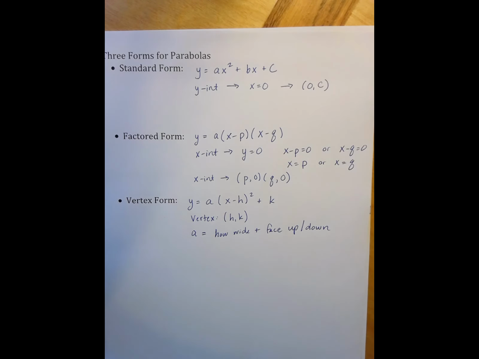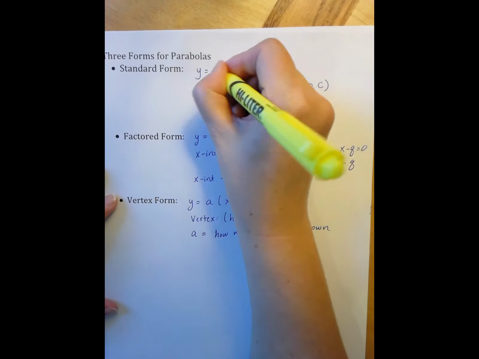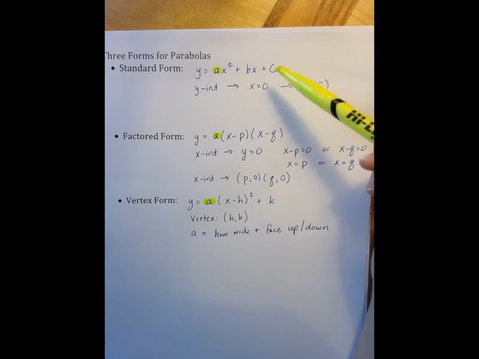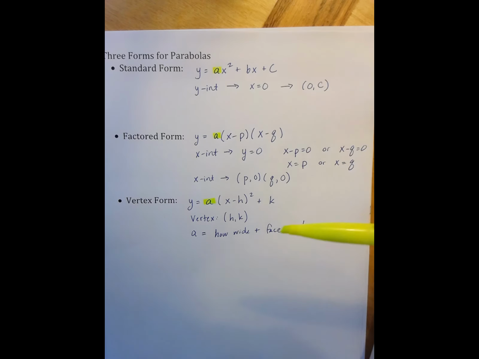Now I do want you to notice here that each of these forms uses the letter a in the front. And it turns out that this a will be the same for all three forms. So if you wrote it as standard form and then wrote it as factored form, then wrote it as vertex form, the a's would be the same in all three of these.